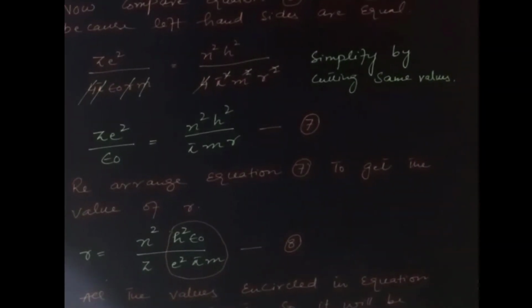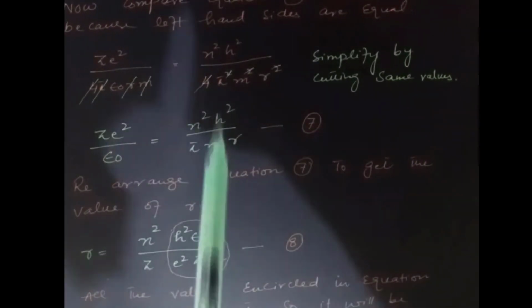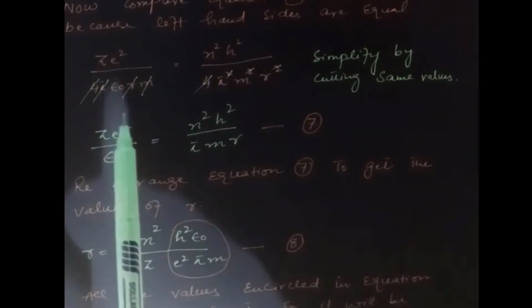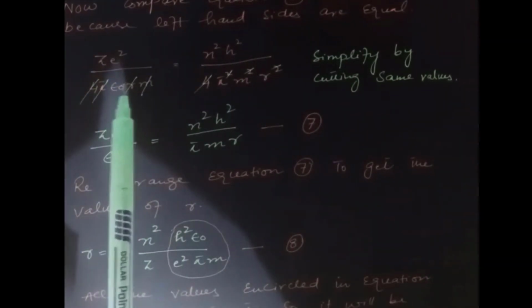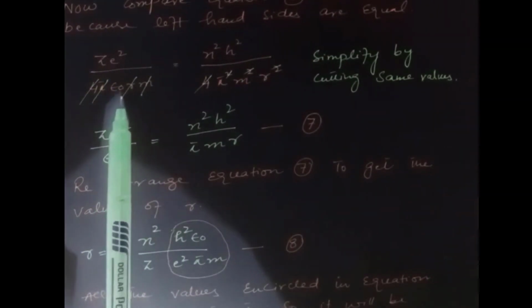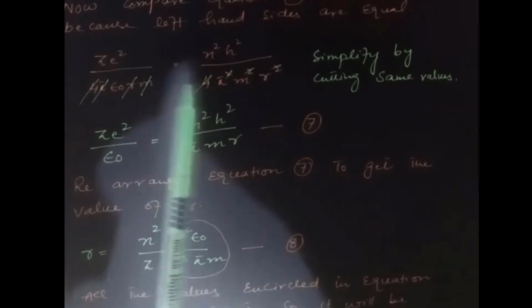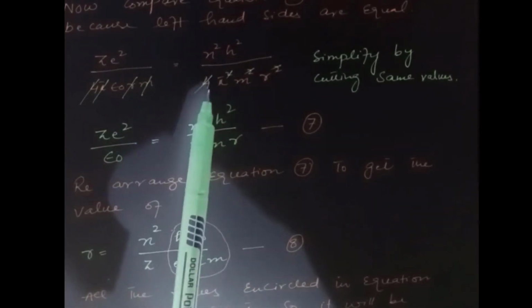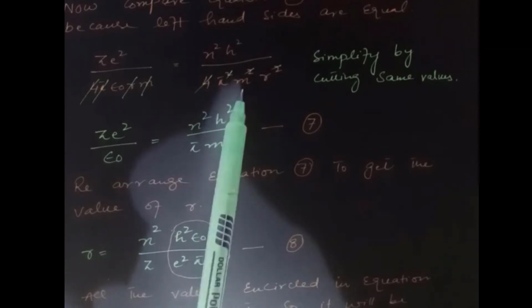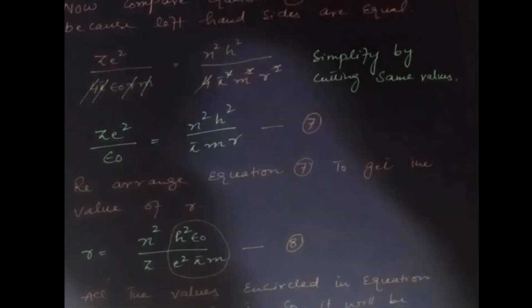Now we have to compare equation number 5 and 6 because the left-hand sides are equal. So Z square divided by 4 pi epsilon naught r m is equal to n square h square divided by 4 pi square m square r square. Now simplify this equation by cancelling the values which are the same.